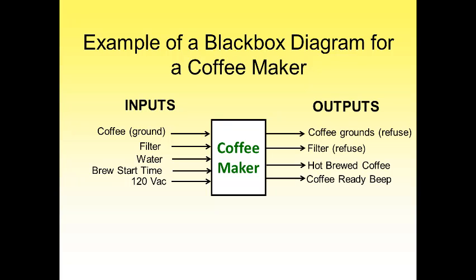And what's it producing? Well, hopefully a delicious cup of hot brewed coffee, but also there's some refuse to deal with. We have these used coffee grounds coming out, and we have a used filter that's got to come out. And maybe there's an indicator light or a beep to tell us that the coffee's ready. So as you see, we define the inputs, the outputs, and even though we might be designing the coffee maker, again, we make no assumptions about what that design is going to look like. We just make it a black box.